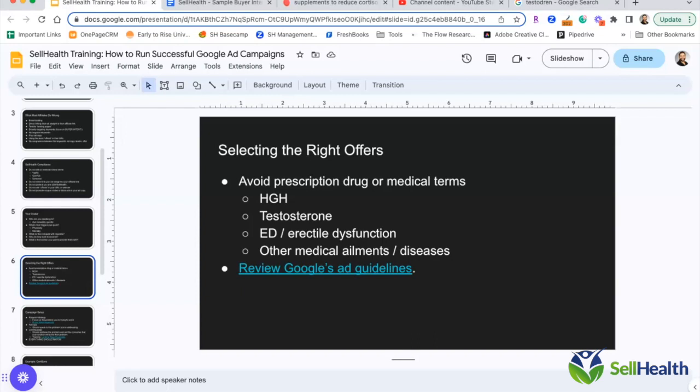Using the term HGH, for example, human growth hormone, is not a term that you want to use in a pay-per-click ad. Testosterone, same thing. That's a medicine, right? It's a medical term that you don't want to be targeting because there are actual medical products that include those. Using medical-related terms related to ailments that people are suffering from borders you on the side of practicing medicine. So you want to be very wise about the terms that you're using. Using a term like ED or erectile dysfunction, that's a disease. You can't be purporting to use that. Other medical ailments or diseases you don't want to use, okay?